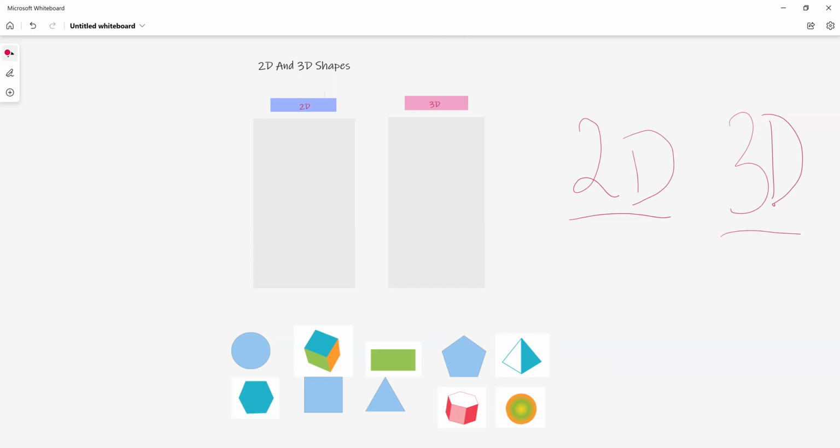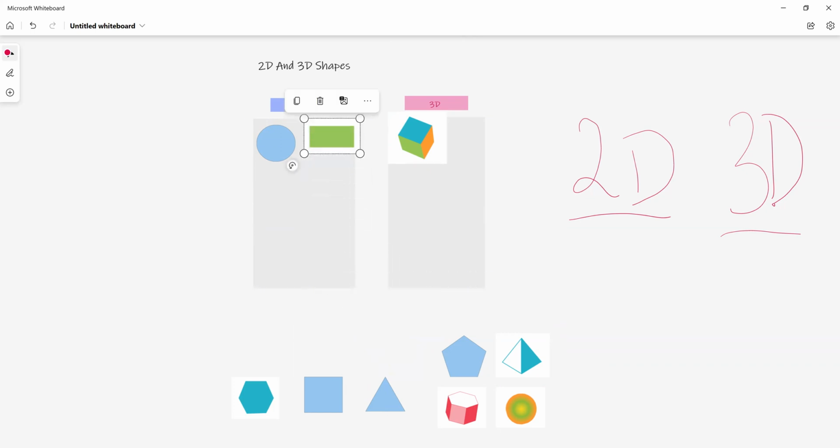So now we have shapes down here. We're going to categorize them in each column, either a 2D shape or a 3D shape. Okay, let's start with the first, a circle. Is this circle 2D or 3D? Yeah, it's 2D because it's flat. How about this cube? Can you touch all of it, move it around physically? Yeah, so that's 3D. How about our rectangle? 2D. Our pentagon. Yep, we have a flat shape, so it's 2D.